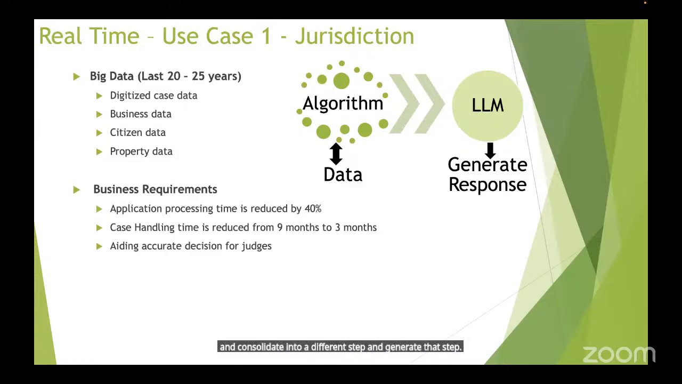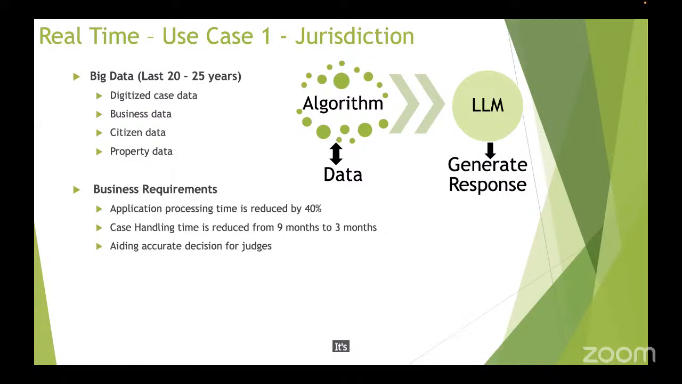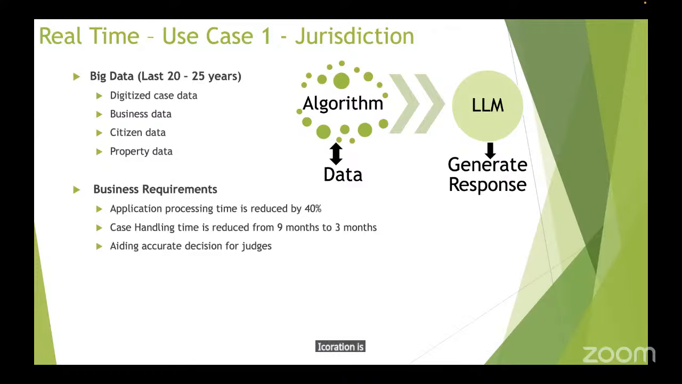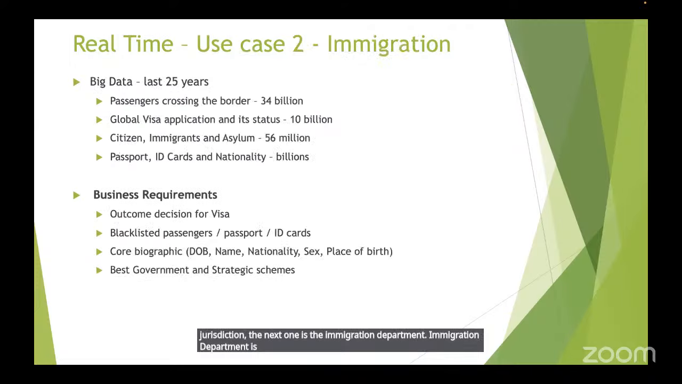So nowadays, the jurisdiction is getting more and more benefits because of data science. It's very, very useful, right? Processing time is reduced, case handling time is reduced, and accurate decisions are important. I have worked in both industries. One is jurisdiction, and the next one is the immigration department. The immigration department has very useful data, because the Home Office holds very structured and secure data of a country.